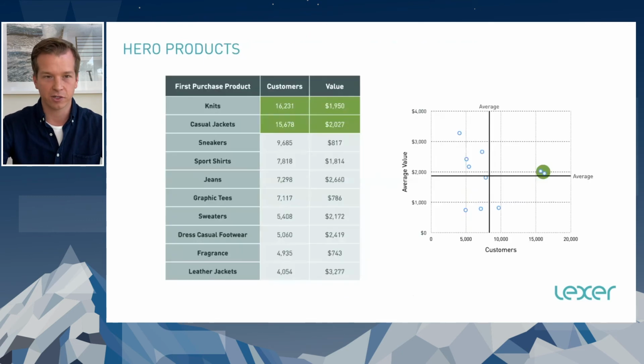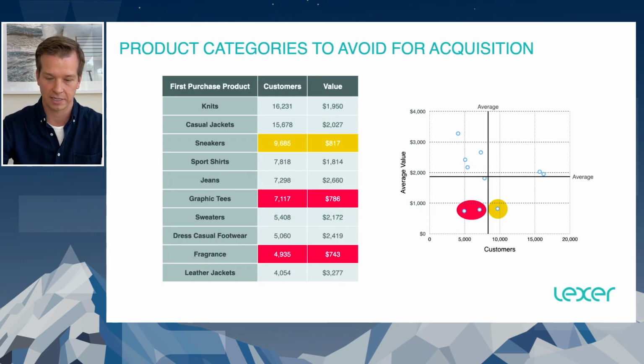So the analysis looks like this, and for this brand, it's a men's apparel brand, we could really clearly see that customers who bought knits and casual jackets first, it's the highest volume, two categories, but equally when customers buy those products, they went on to have an above average lifetime value. And so we would recommend that this brand focuses on acquiring new customers on knits and casual jackets.